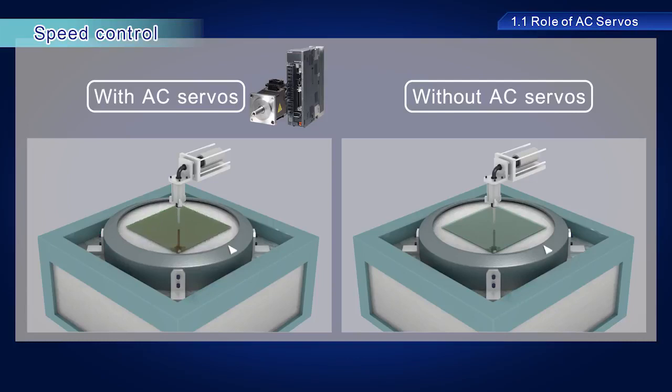If the rotational speed is too high, the solution will fly off of the substrate. If the speed is too low, the solution will not spread evenly. AC servo speed control ensures accuracy of processing through stable rotation at the proper speeds, in accordance with the applicable devices.